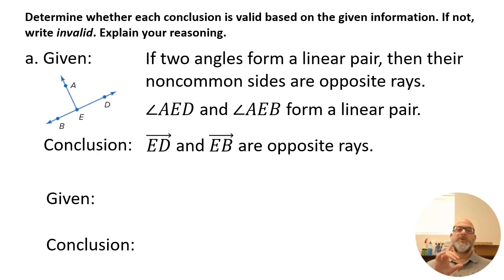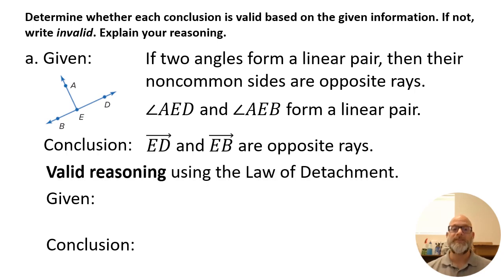Okay, you're supposed to determine whether each conclusion is valid based on the given information. If not, write invalid and explain your reasoning. So what do you think? Valid or invalid use of the law of detachment? This is a valid use of the law of detachment. If P, then Q. If two angles form a linear pair, then their non-common sides are opposite rays.